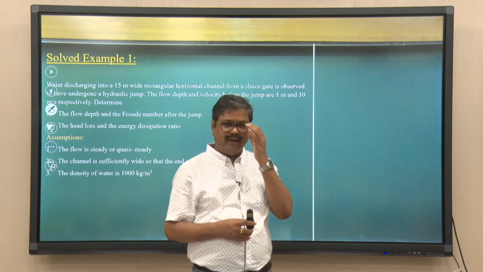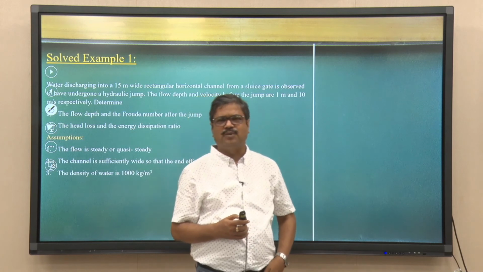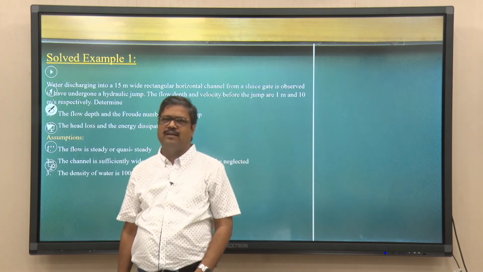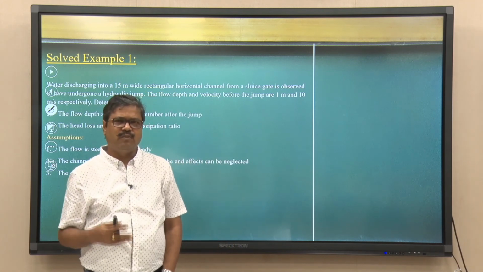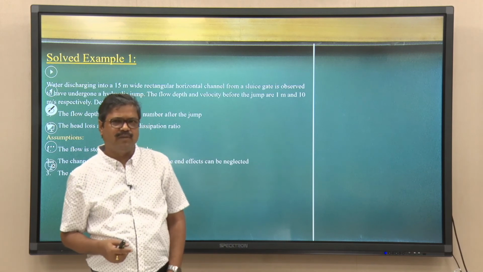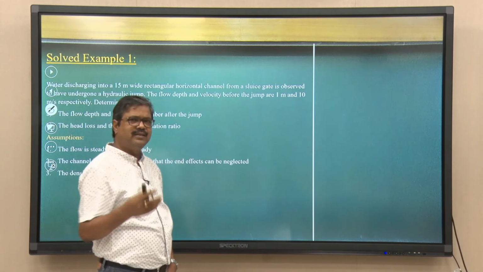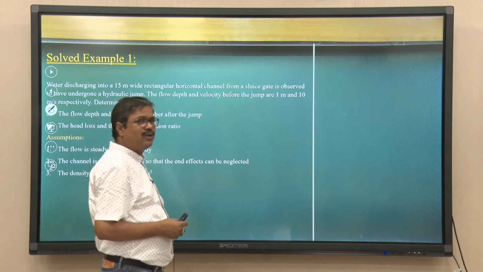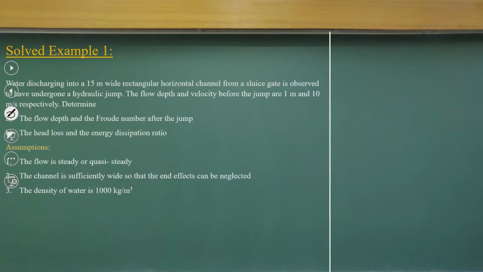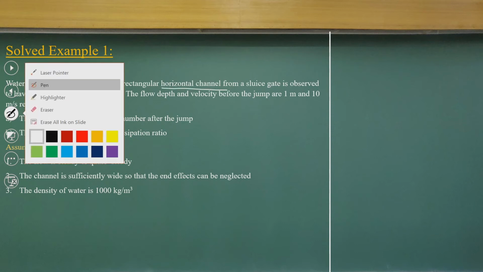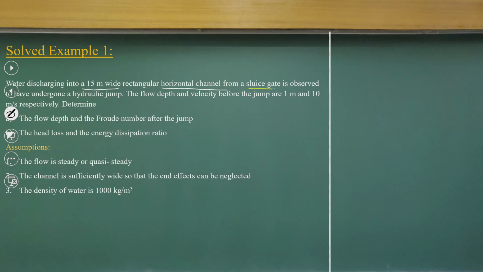Now, let me solve a very simple problem. Okay, just substituting these values we can solve it, and if you understand how hydraulic jumps happen and how the upstream and downstream flow characteristics are interrelated, you can solve this problem. It is a very simple problem. Water is discharging into a 15-meter wide rectangular horizontal channel with a sluice gate and has undergone a hydraulic jump.